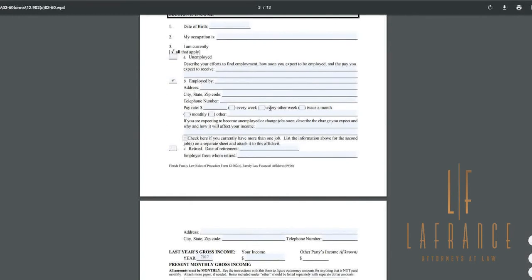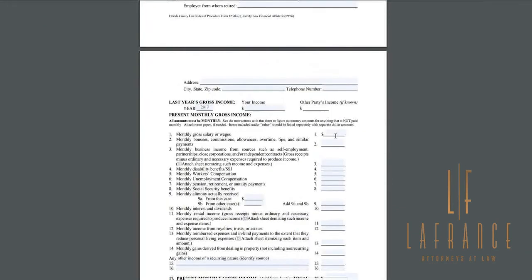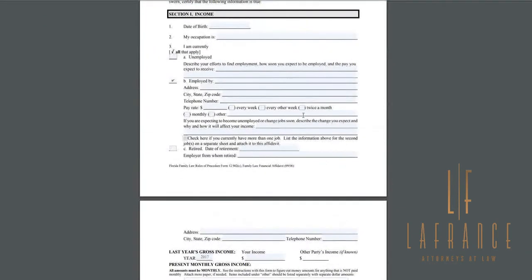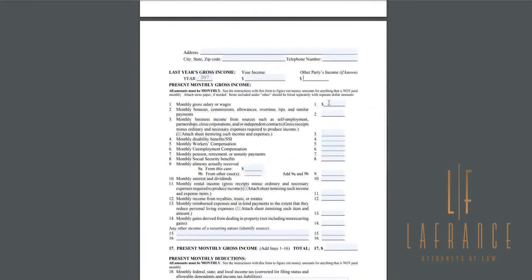Moving forward, your monthly gross salary or wages, again, looking back up here, if you're paid every other week, that's 26 times. You're going to multiply your pay rate times 26 and then divide by 12 to get your monthly gross wages. If you're paid twice a month, you're going to take your pay rate, multiply that times 24, and then divide by 12 to get your monthly gross wages.